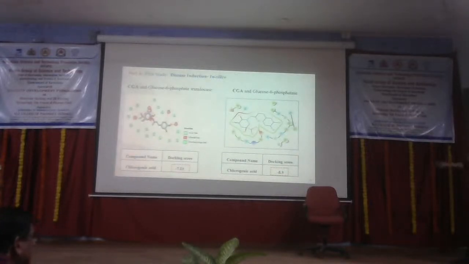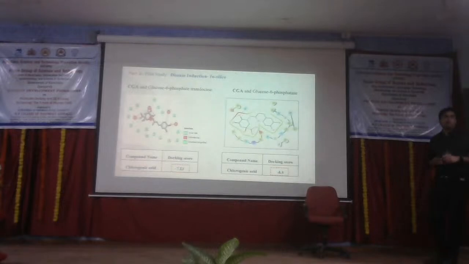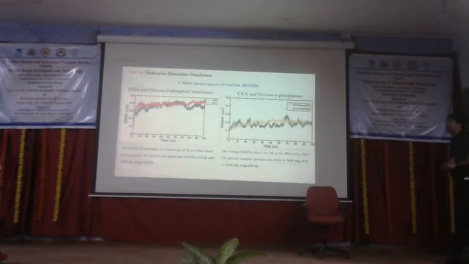So how do I validate whether my docked complex is stable or not? That stability can be explained by a technique called root mean square deviation. This is only the protein, and this is when it is docked with my ligand. What are the fluctuations or deviations in this? Where exactly is the deviation taking place? It is at 80 to 90 nanoseconds.